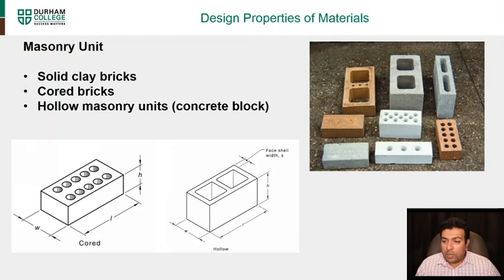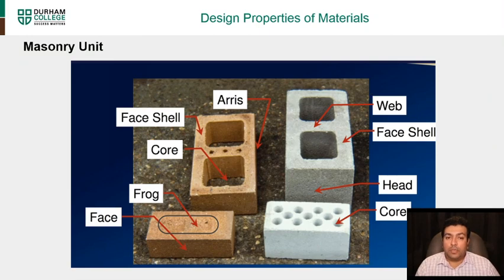So the cores are these holes that are in the brick, right? And this is the face shell. We'll see there are going to be more detailed structures coming up. So next here is a concrete masonry brick or concrete block. In this section here, we call it the head. This is called the face shell, and this inside here is called the web. The hole in the middle is called a core.